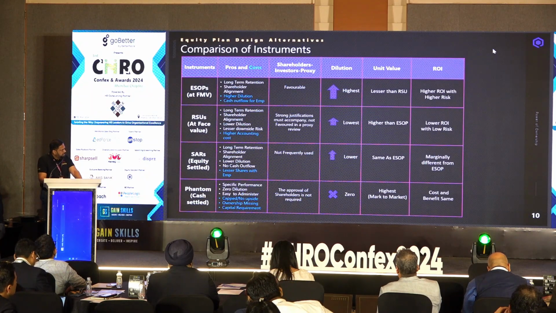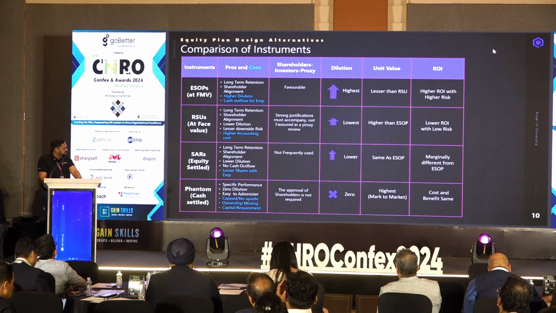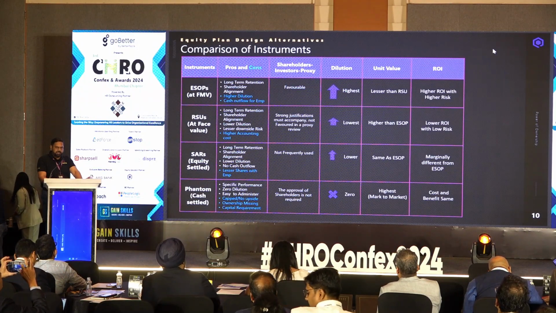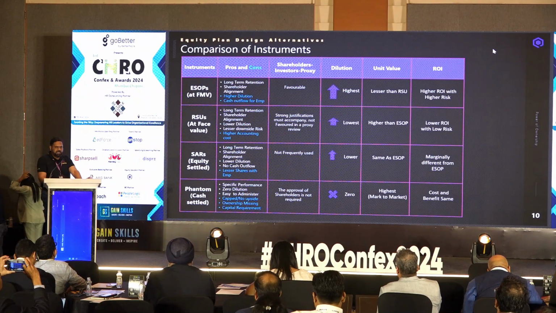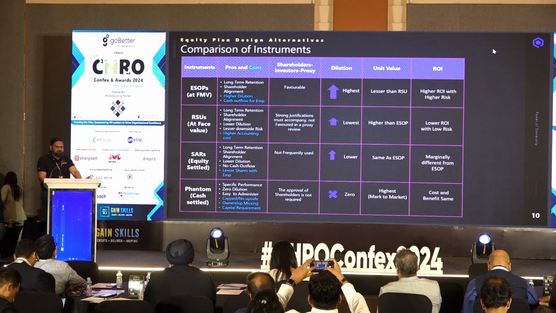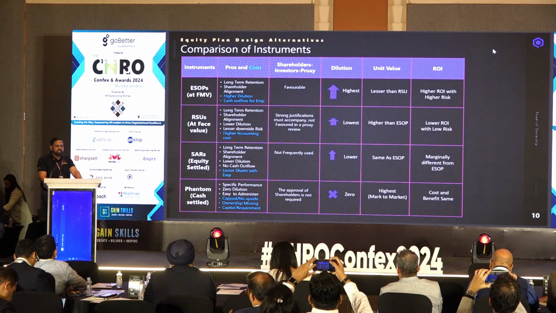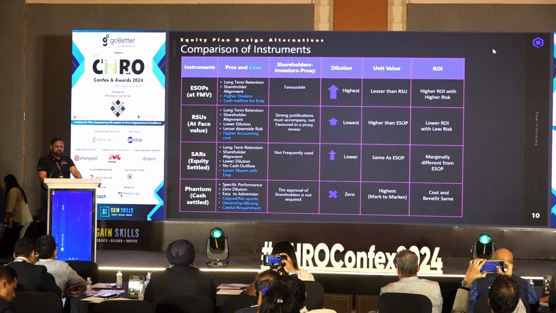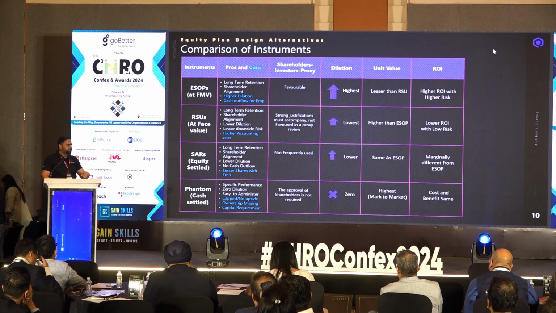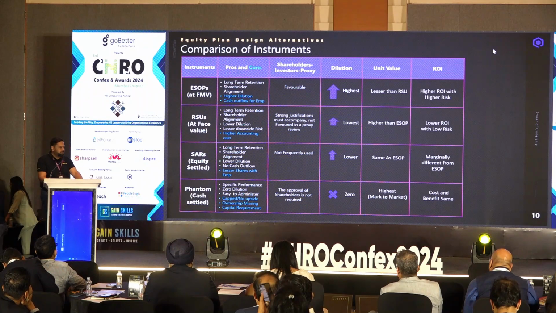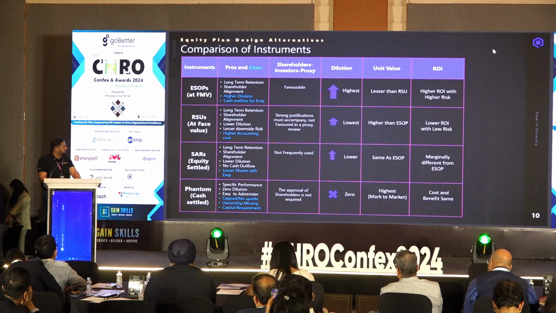So let us look at this table. If we see from the pros and cons lens, ESOPs, RSUs, and SARs, they will all have dilution. Their dilutions will be different. ESOPs will have the higher dilution, RSUs will have actually the lowest dilution, and SARs will have a dilution between ESOPs and RSUs. In Phantom, there is no dilution as such. So for companies who don't want to dilute, for them, Phantom is the instrument. Those who can have dilution, then ESOPs, RSUs, and SARs are the choice.